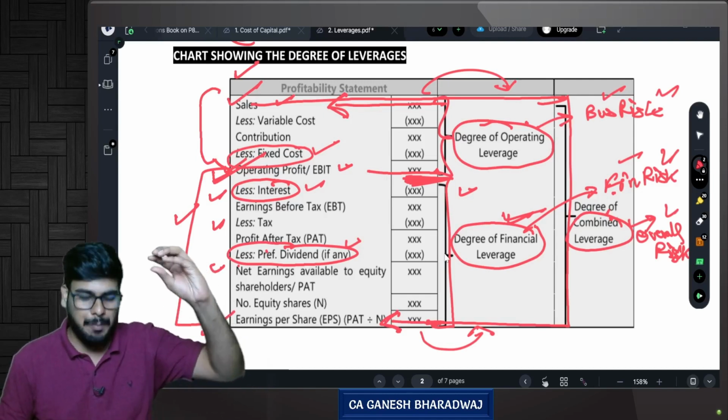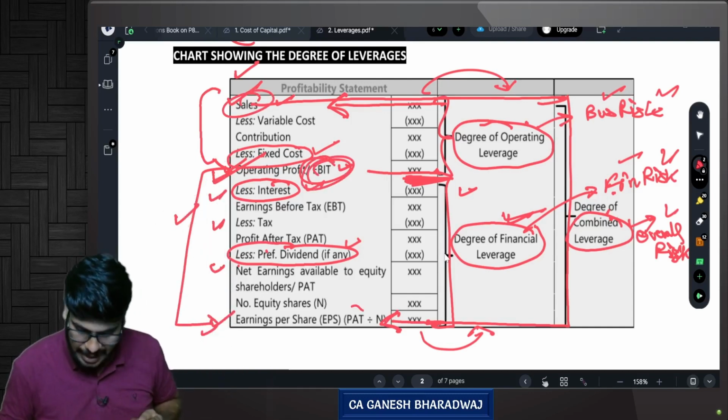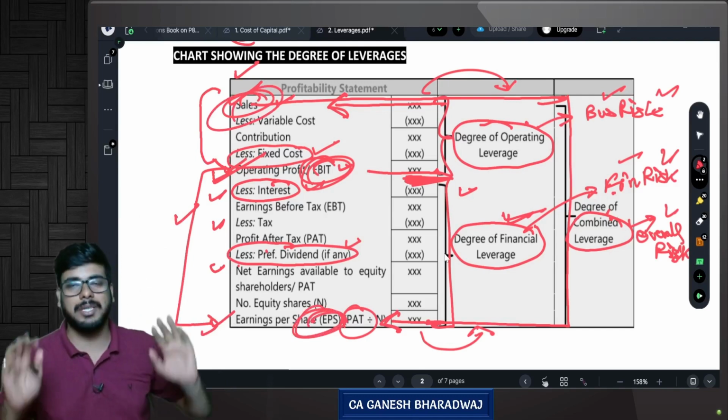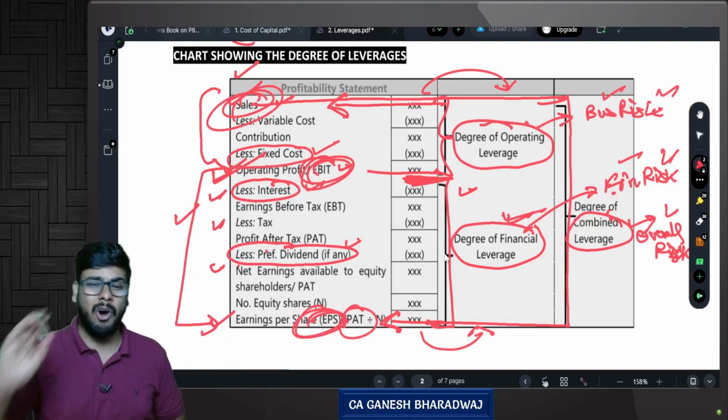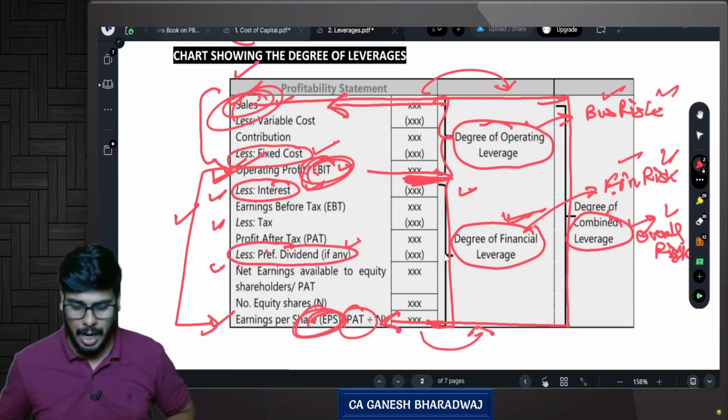So the relationship between sales and EBIT is operating leverage, EBIT and EPS is going to be your financial leverage, and sales and your EPS is going to be your combined leverage. All the formulas we have just studied logically, conceptually, and that's about it. Are you clear with this?